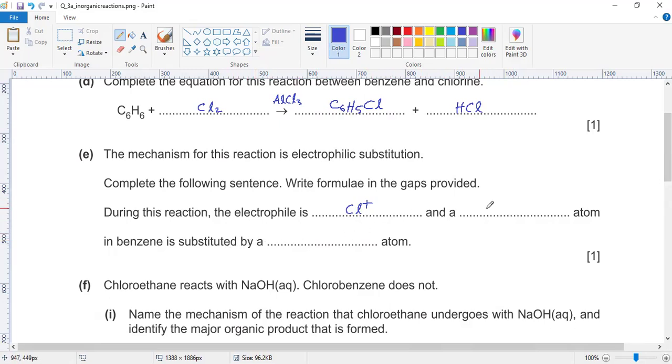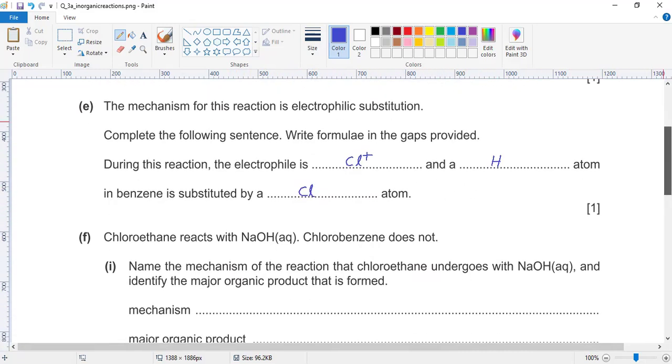And an atom in benzene is substituted. So actually the atom that is being substituted is hydrogen. Chlorine is coming in place of hydrogen, so hydrogen is substituted in the benzene ring by a chlorine atom. So chlorine is actually displacing hydrogen.